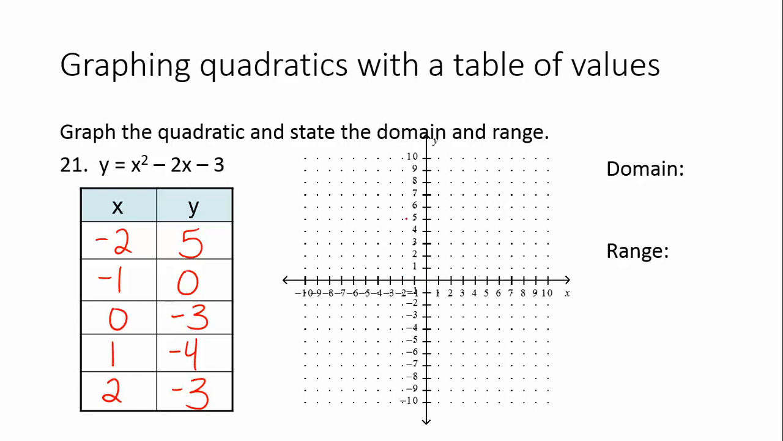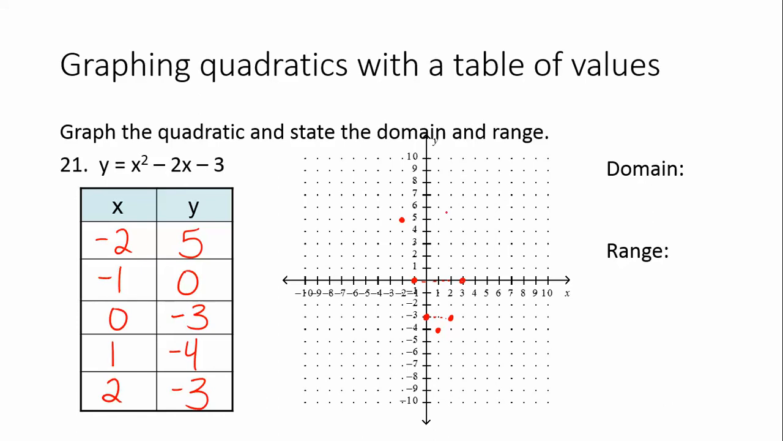But let's plot them. Negative 2, 5. Negative 1, 0. 0, negative 3. 1, negative 4. And 2, negative 3. And you can see here this doesn't quite look like a parabola, but hopefully you noticed that down here we probably have our vertex. So if I would have picked another point, notice that they are mirror images of one another. If I had picked another point, it probably would have been 3, 0.